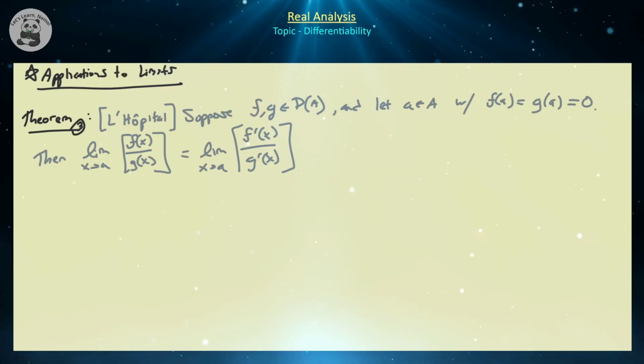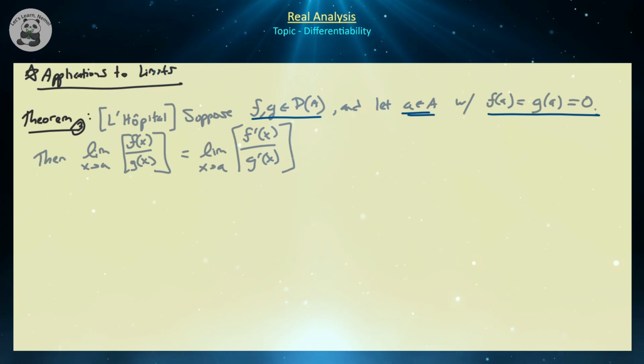The first application that I want to introduce for differentiation is that to limits. And this theorem is due to, or sometimes named after, L'Hopital. And it says the following. Suppose that f and g are both differentiable functions on some domain, and let's assume that a belongs to that domain, with the additional property that f of a and g of a are both equal to 0. So if f of a and g of a are both equal to 0, keep in mind f and g are differentiable, which means they're continuous at that point.